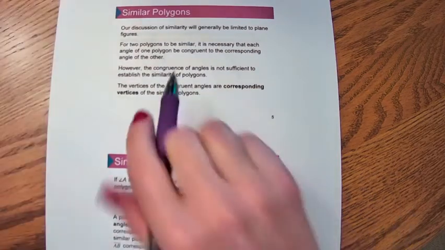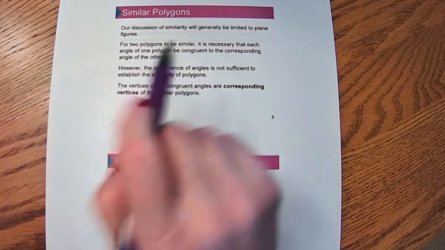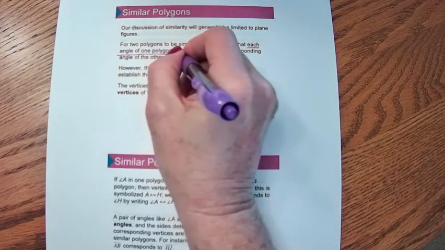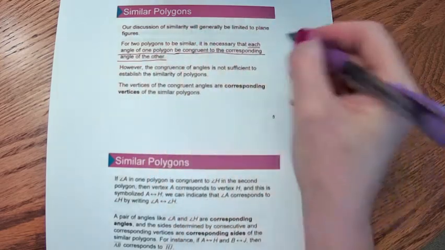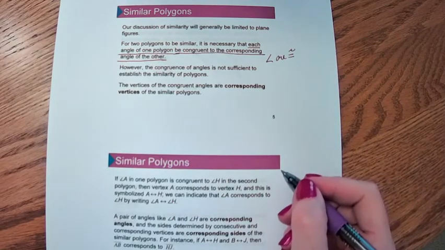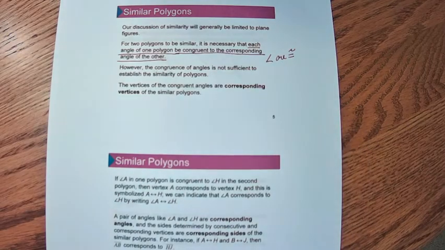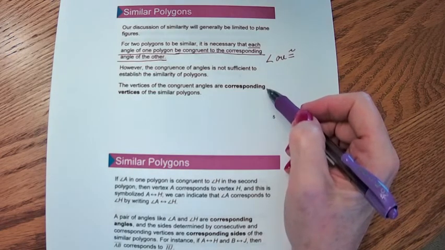So we're going to assume that when we're talking about polygons, we're talking about polygons in a single plane, on a single piece of paper. So for polygons to be similar, it's necessary that each angle of one polygon is congruent with its corresponding angle in the other. So angles are congruent. Now that's not going to be enough to make them similar, but that is one requirement. That's the first condition.